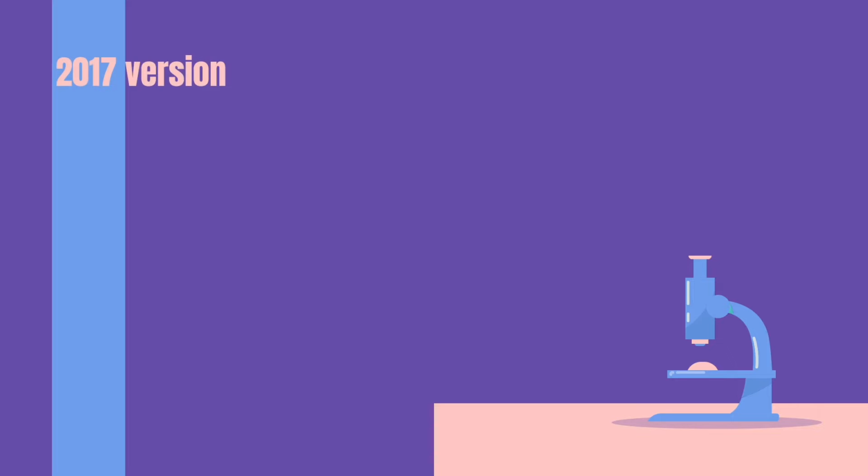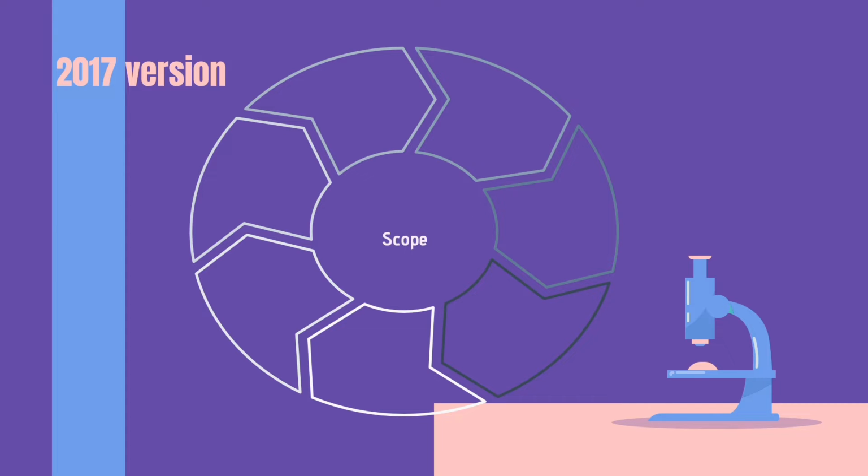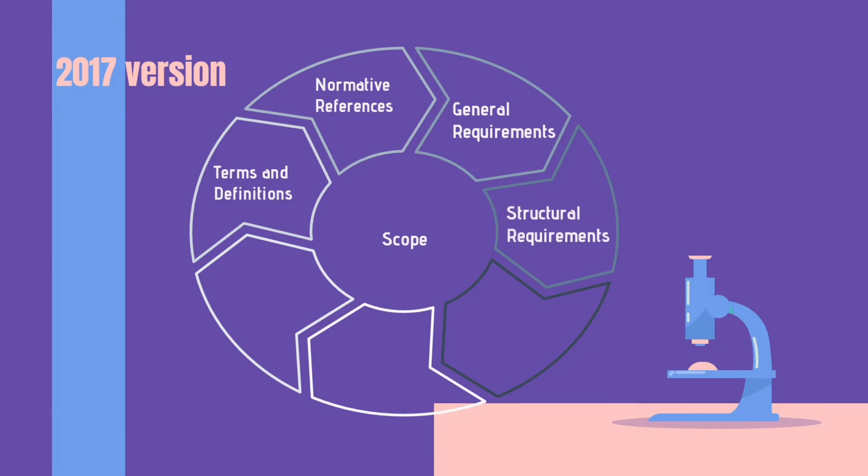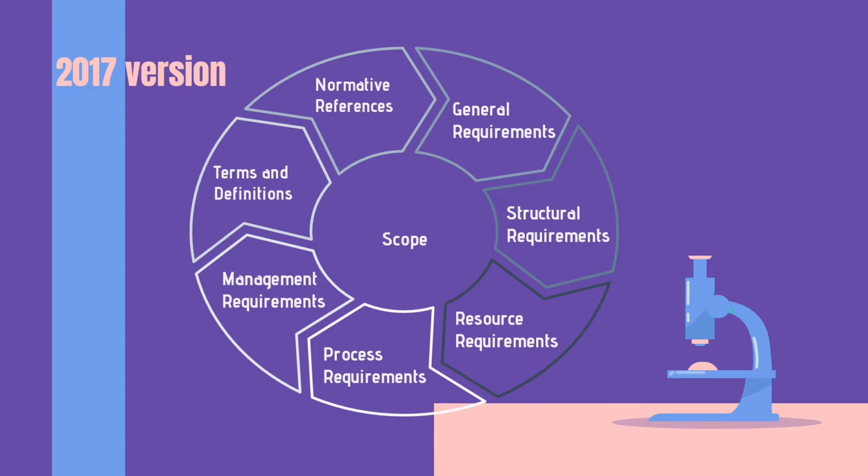The 2017 version of ISO 17025, which is the current version, has modified this structure to be scope that covers all laboratories' activities including testing, calibration, and sampling. Normative references, terms and definitions, general requirements, structural requirements, which are basically the organizational components of a laboratory, resource requirements that have the laboratory's personnel, facilities, equipment, and systems available to perform its activities, process requirements which are the heart of this version that cover 11 core processes to improve efficiency, and lastly, management system requirements.